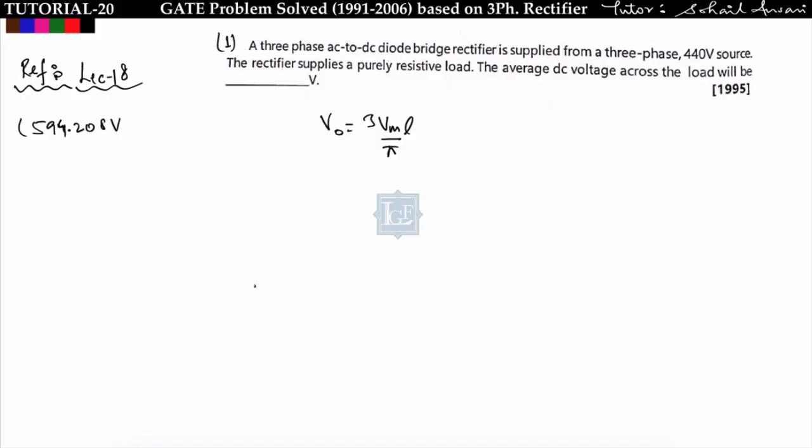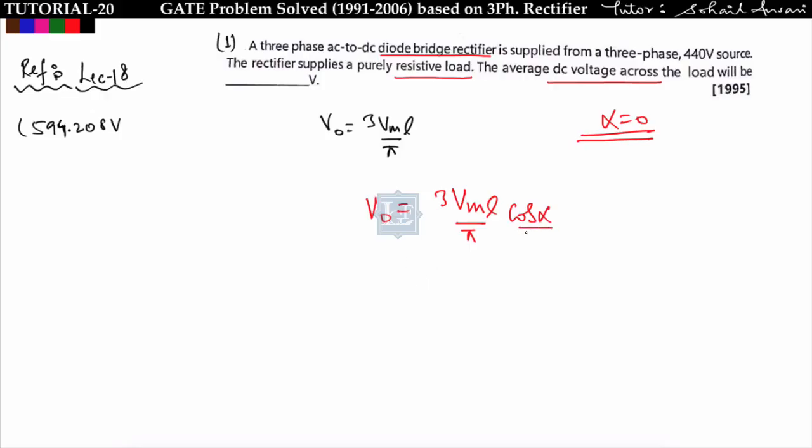In the first problem, it is saying the three-phase AC to DC diode bridge rectifier is supplied from a three-phase 440 volt source. The rectifier supplies a purely resistive load. Purely R load is connected. Then the average DC voltage across the load will be? We know that in a three-phase rectifier, the average output voltage is equal to 3 VML upon pi into cos alpha. And since it is a diode bridge rectifier, we put alpha equal to 0, then every formula will be valid for a diode bridge rectifier in a three-phase circuit. So putting alpha equal to 0, you will get V naught is equal to 3 VML upon pi.